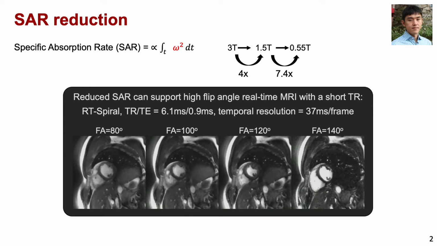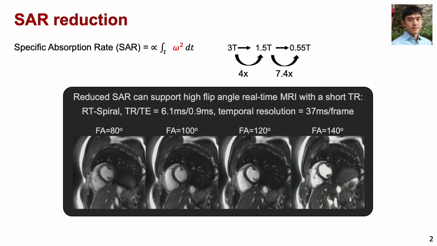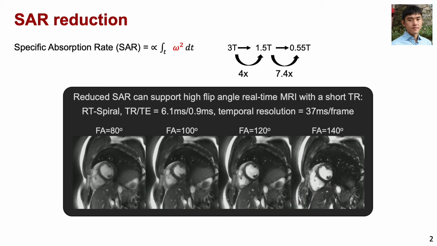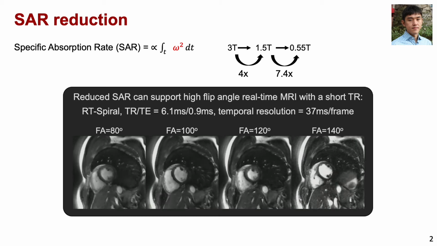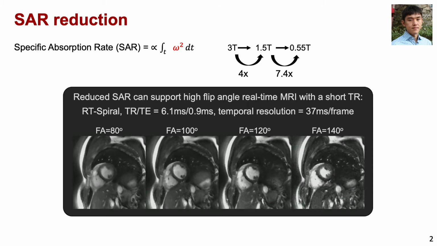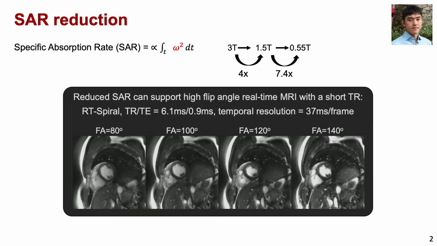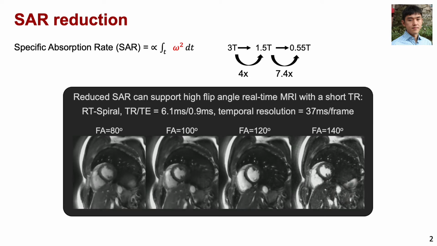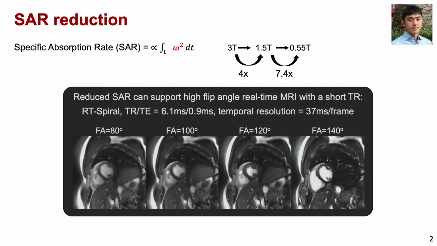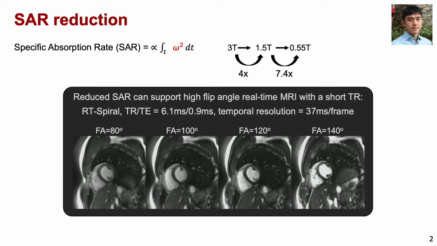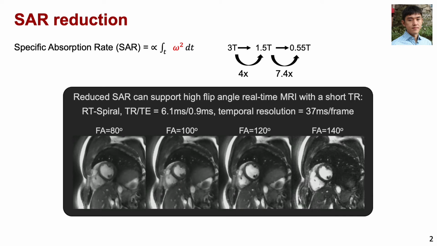And also the benefit of going to a higher flip angle is very clear, shown by this series of images. As you can see, when you go to a higher flip angle, the contrast between the myocardium and the blood pool is greatly increased, which can provide better quality images for estimation of, for example, the ejection fraction or regional left ventricle wall movement.